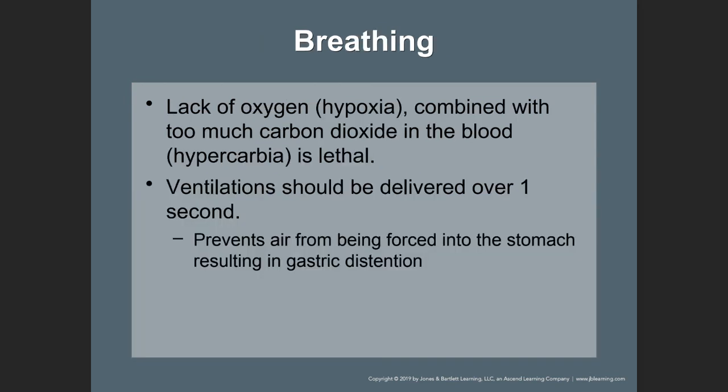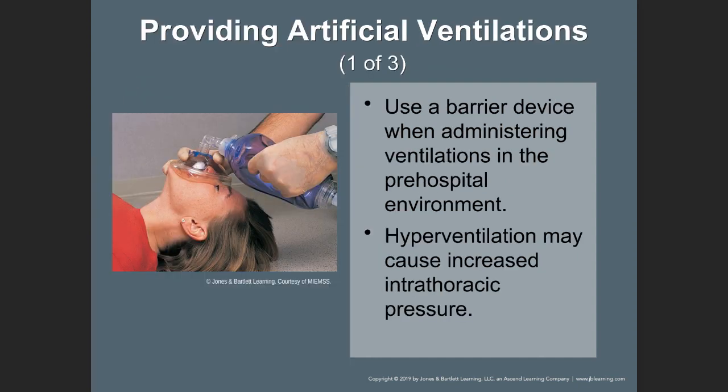Breathing. Lack of oxygen or hypoxia combined with too much carbon dioxide in the blood. Hypercarbia is lethal, and the more carbon dioxide present in the body, the more acidotic the blood or fluid is going to become. So the pH is going to become very acidic if there's too much carbon dioxide. That's not good for the brain. Ventilation should be delivered over 1 second. Prevents air from being forced into the stomach, resulting in gastric distension.